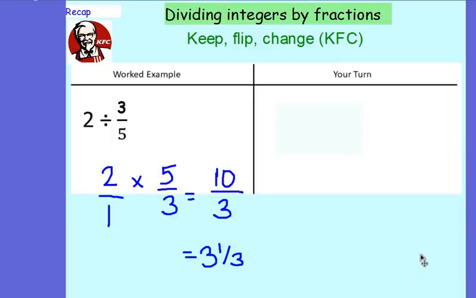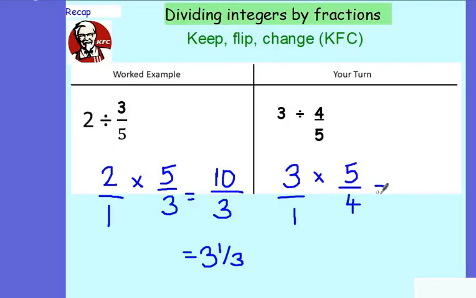Over to you, Year 7, light blue books. What's 3 divided by 4/5? Pause the video, have a go. Right, let's use keep, flip, change. I've got 3, flip my second fraction over. I'm multiplying this time. 3 times 5 gives me 15. 1 times 4 gives me 4. So this will give me 3 and 3/4.